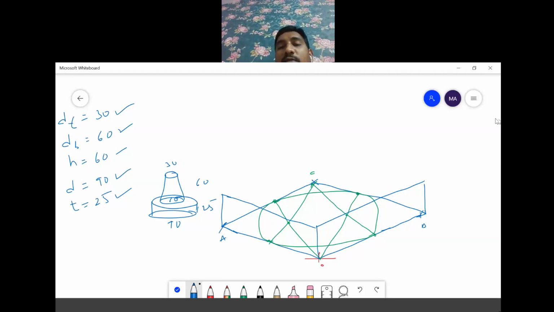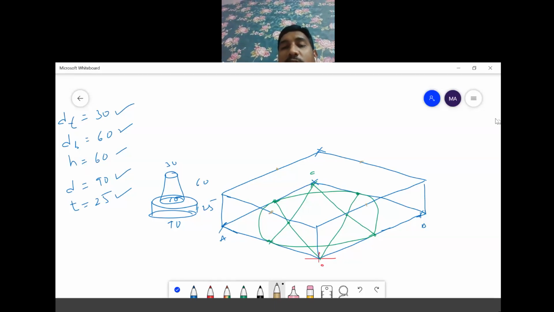And again, I will cut 90 here. From here, I will cut 90 and join these two. Again, I am marking the midpoints.